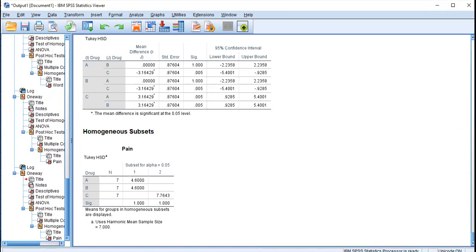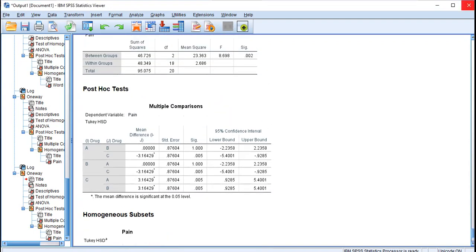And therefore, if we are to write the final answer, we can write it this way: the pain level varied by the type of drug being used, F(2, 18) = 8.698, p < 0.05, eta square = 0.49.